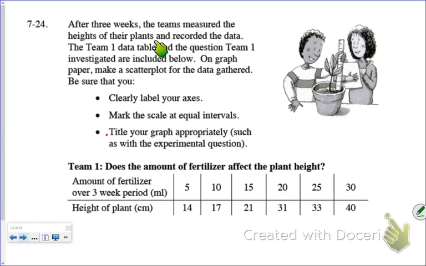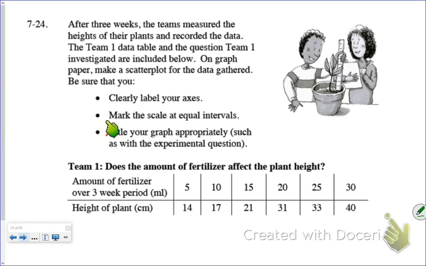After 3 weeks, the teams measured the heights of their plants and recorded the data. The team 1 data and the question team 1 investigated are below. So here's the team question. Does the amount of fertilizer affect the plant height? Here's their data. This is for 6 plants. So each plant they gave a different amount of fertilizer and they recorded the heights of each of those 6 plants.